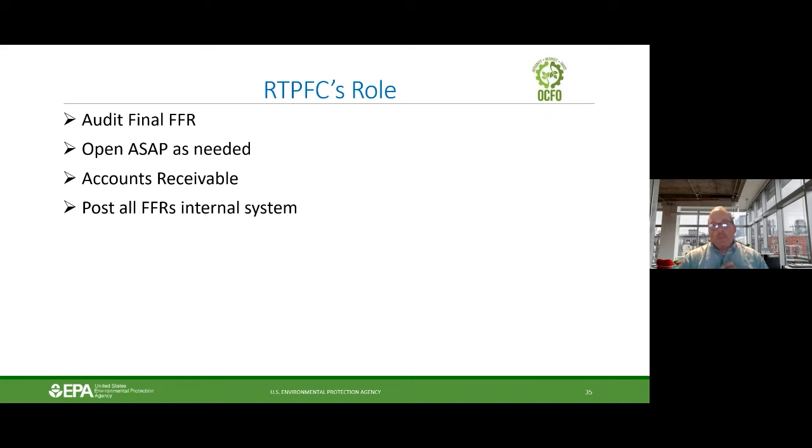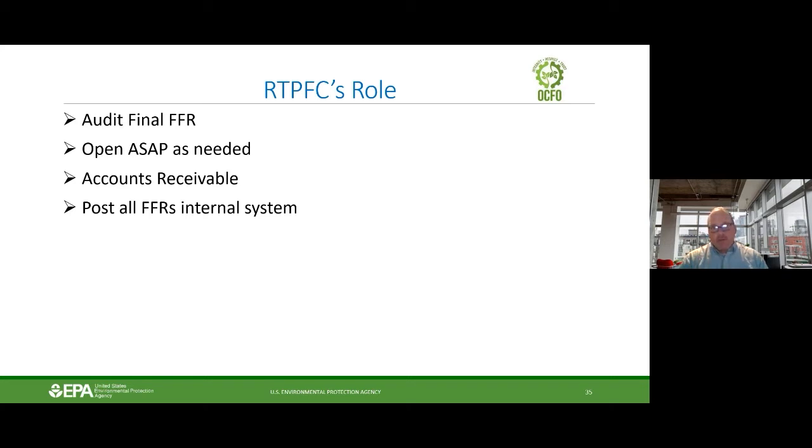When it's a final report, that's when we come into play. So we're going to audit that final FFR. We're going to compare what you're reporting as your expenditures versus what our system has as the money that you've drawn down, and see if there's a difference. If there's a difference, we're going to notify you one of two ways. For instance, if our accounting system says you've drawn $90,000 and your FFR says you've spent $100,000, we're going to notify you to please go in and make that final draw of $10,000.